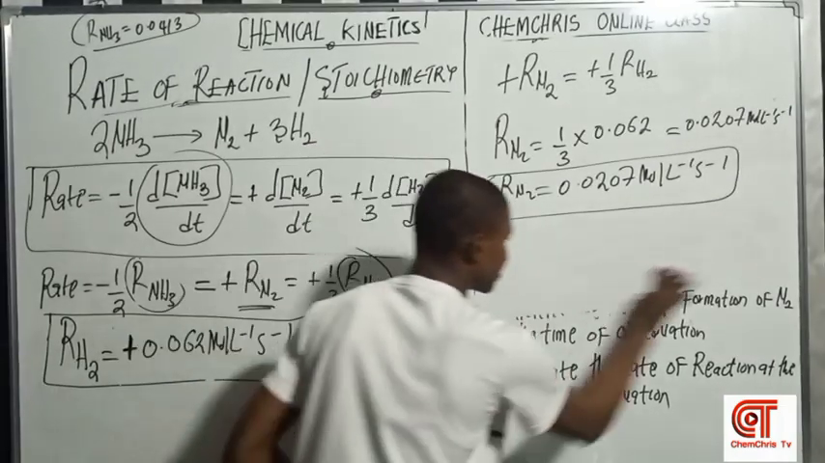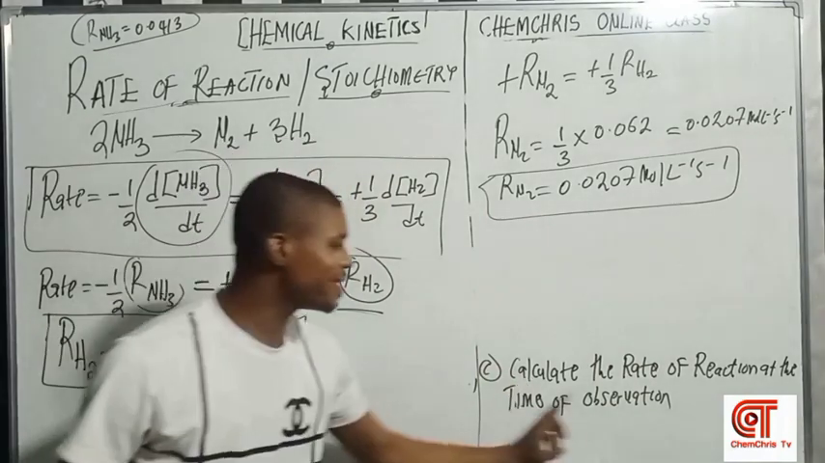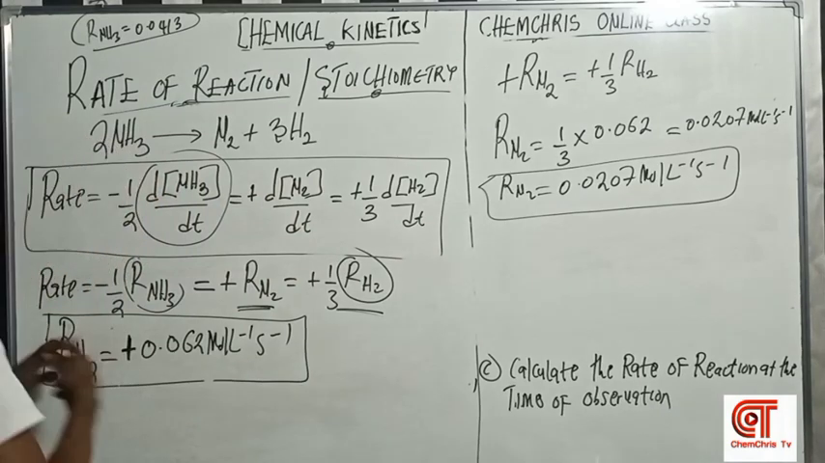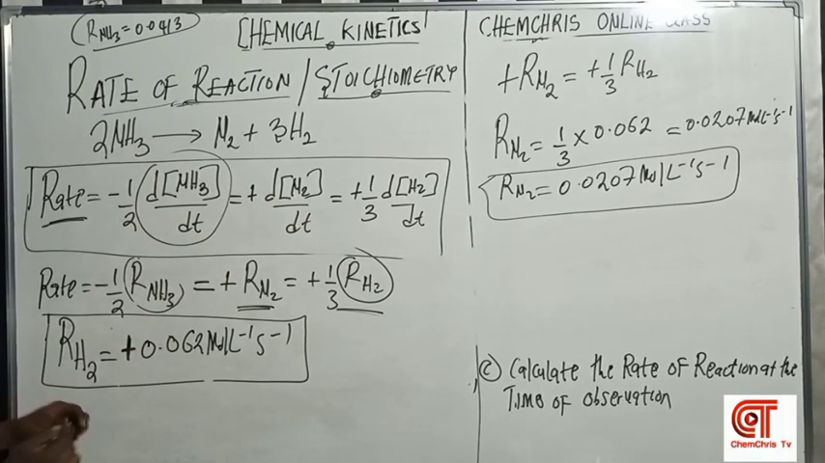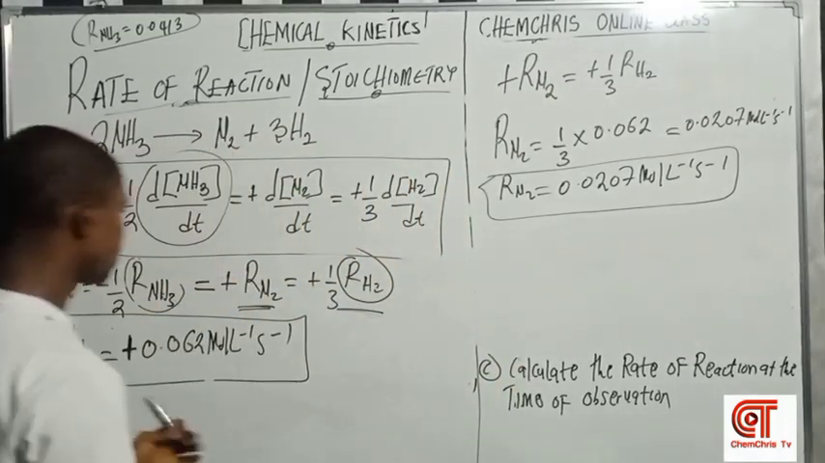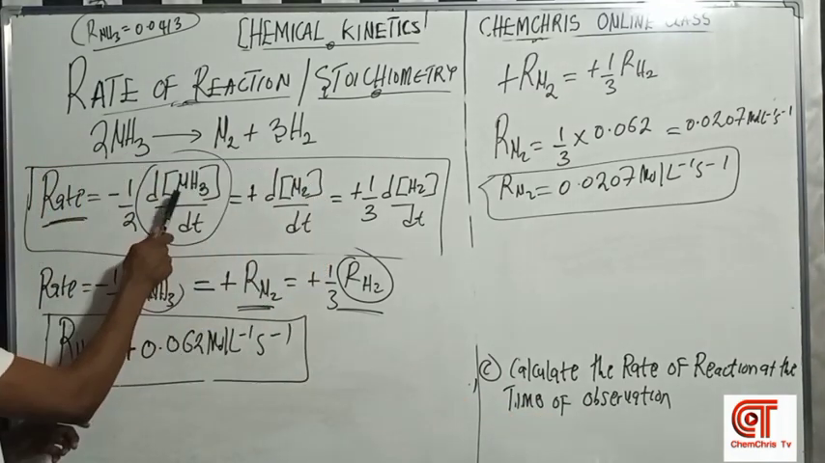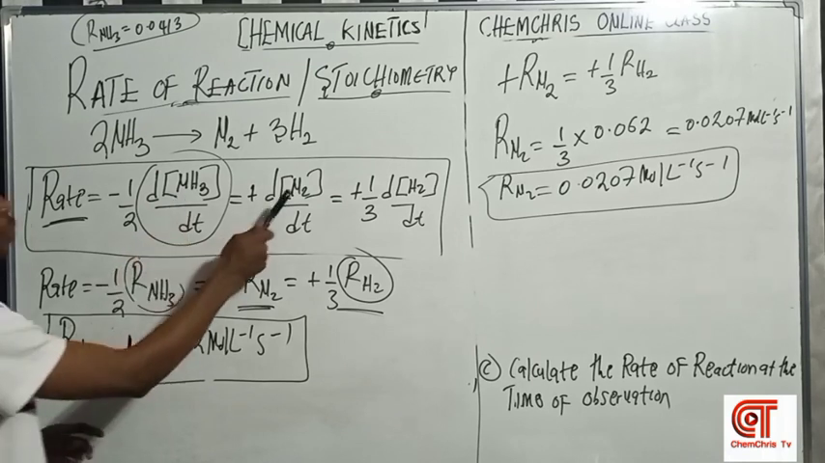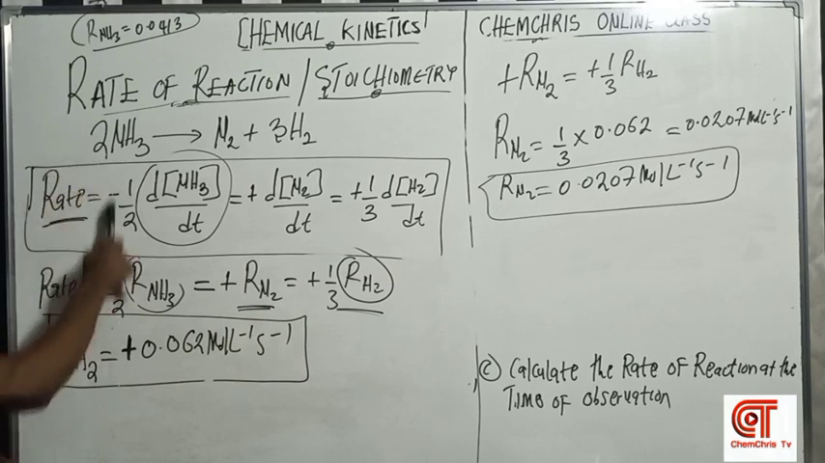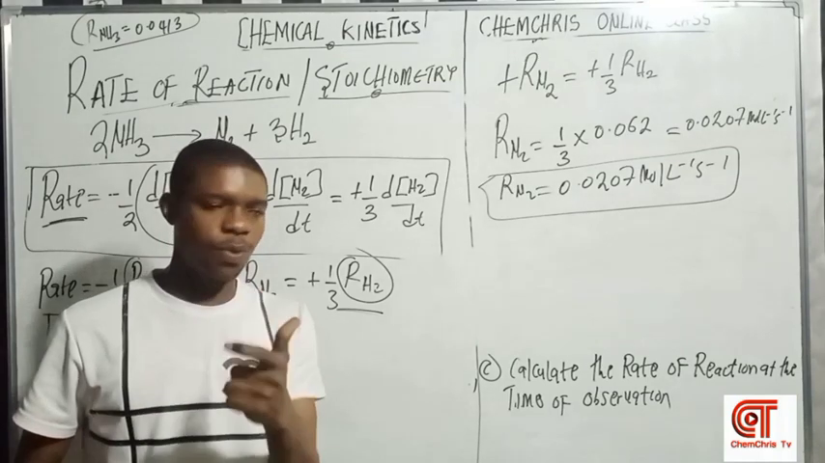If you look at the C part, it says calculate the rate of the reaction. So it's saying calculate the rate of the entire reaction. That's what they are trying to say they want calculated for C. Now we already know the rate of ammonia. We already know the rate of N2 here. Now, what will be the rate of the entire reaction? Because the rate of the entire reaction must be the same.